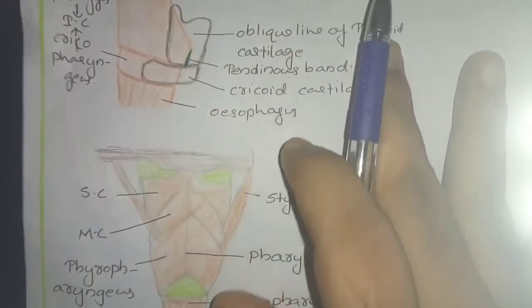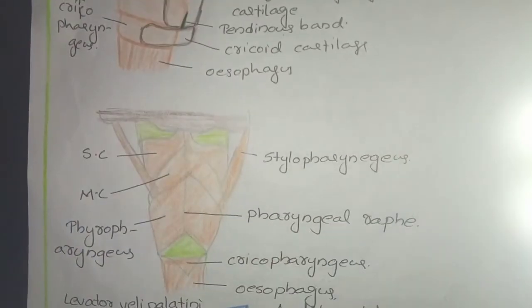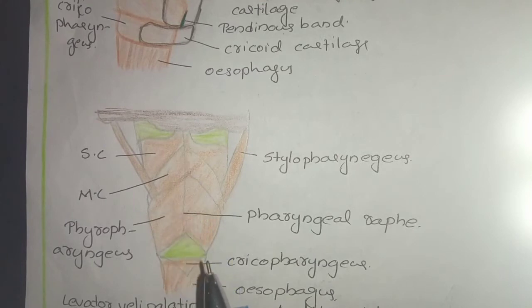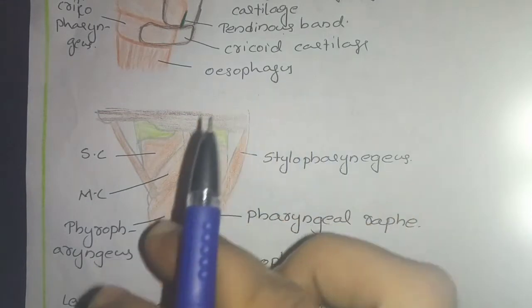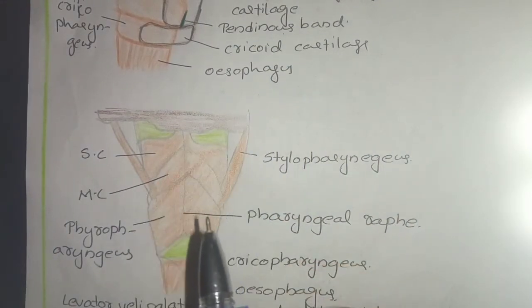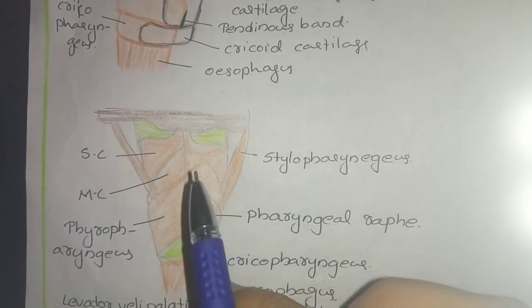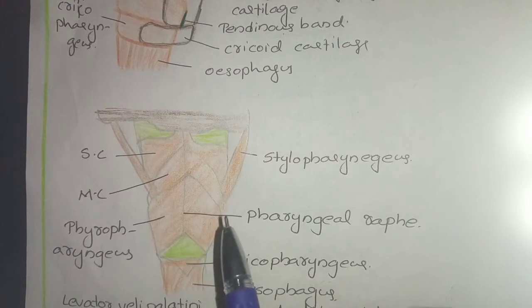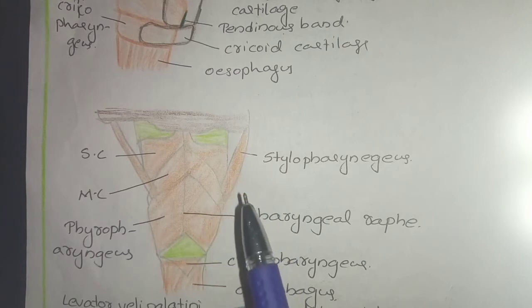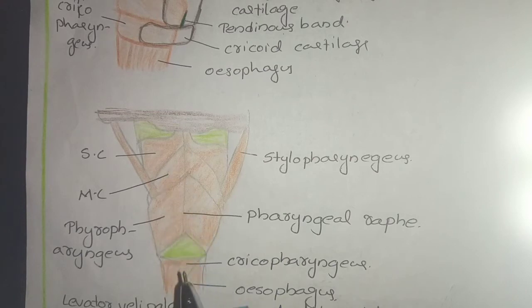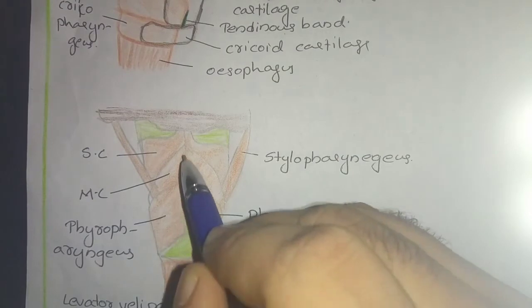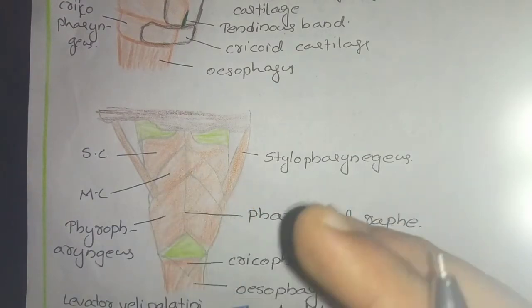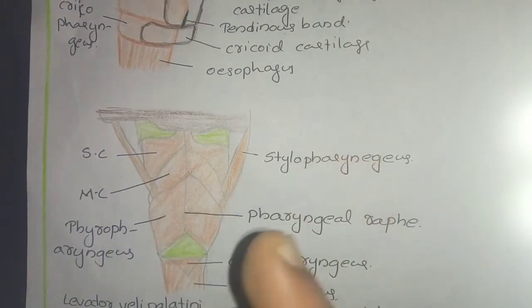Now for the insertion of the constrictors. Here we can see the pharyngeal raphe. This is the posterior view of the pharynx. All these constrictors are inserted into the median raphe on the posterior wall of the pharynx. Here this line is the pharyngeal raphe, the position where all the constrictors get inserted.